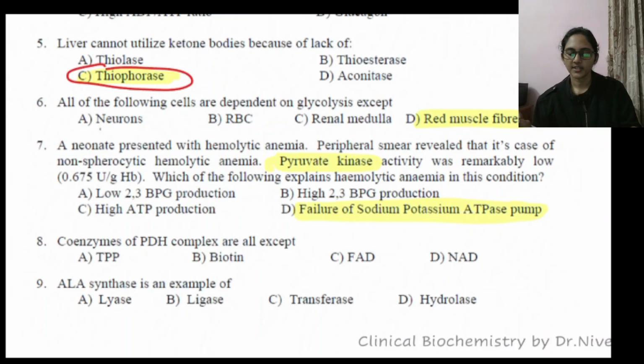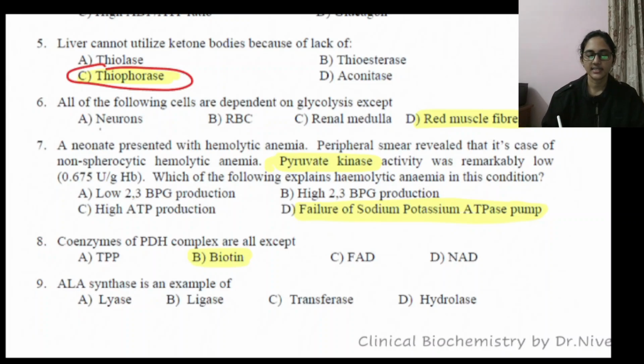Yes, coenzymes of PDH complex are all except biotin. Is it not? You need thiamine here. Yes, you need. What are the three enzymes in PDH complex? It's pyruvate dehydrogenase, dihydrolipoyl transacetylase, dihydrolipoyl dehydrogenase. And coenzymes are thiamine, lipoic acid, FAD, NAD, and CoA. So it's very important. You have to learn about the complexes. So biotin is not a coenzyme of PDH complex.